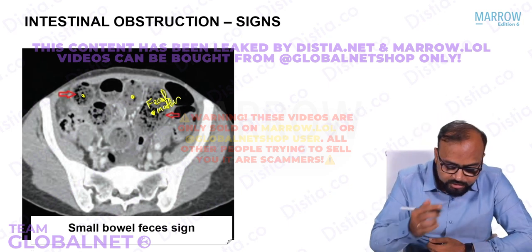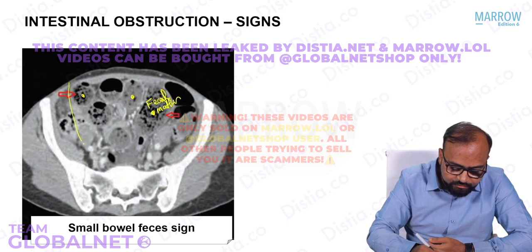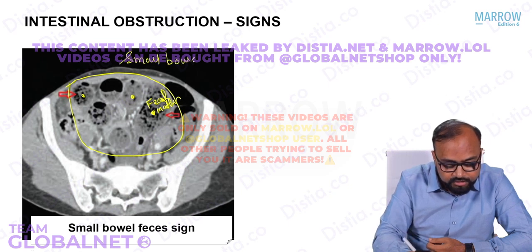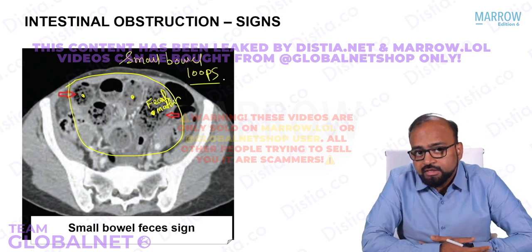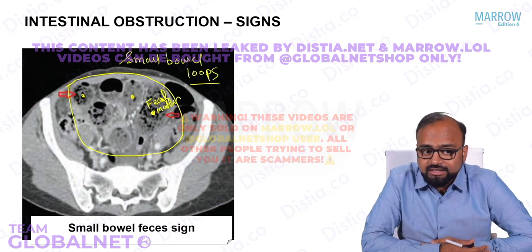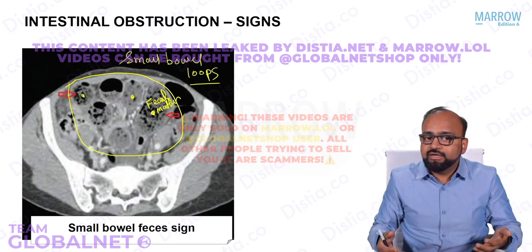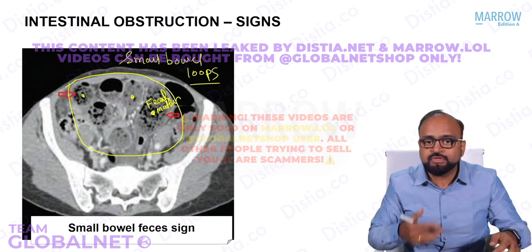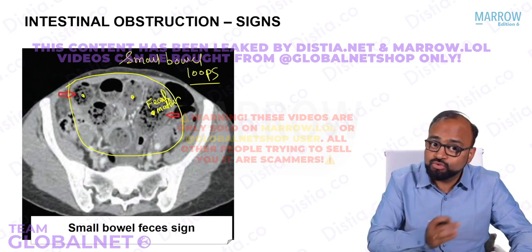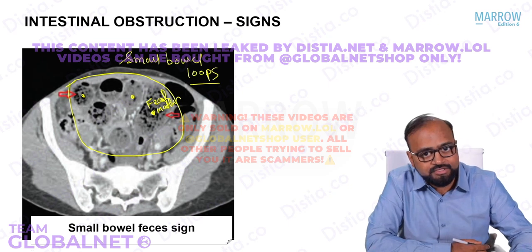But here we are able to see this fecal matter where? Not in the colon, but in the central small bowel loops. So when you see the fecal content within the small bowel loops, it is abnormal. It means that there is a prolonged stasis of the contents, and as a result, this fecal matter like content is now seen within the small bowel loops. This is called the small bowel feces sign, and therefore this is also a sign of intestinal obstruction.